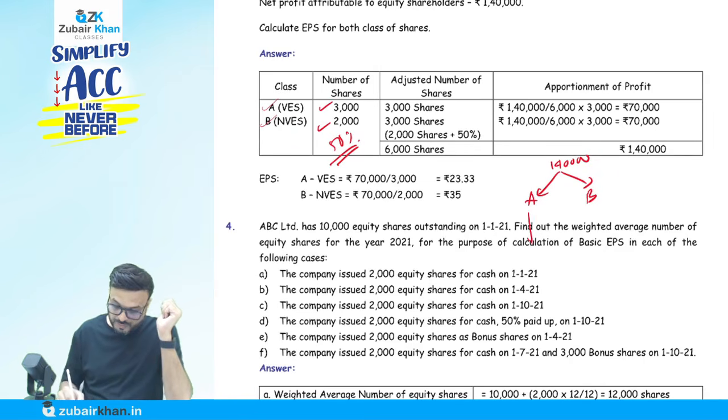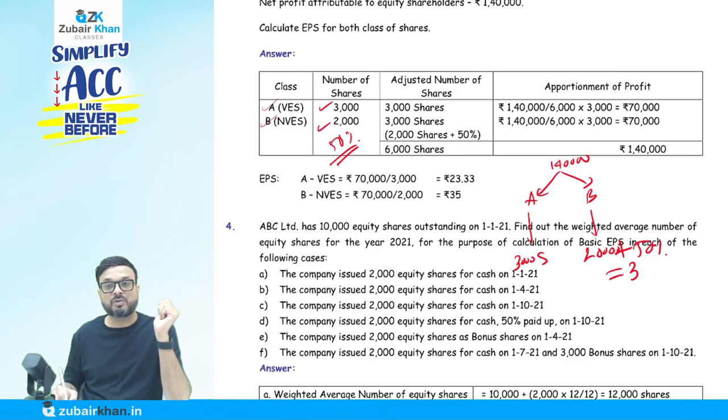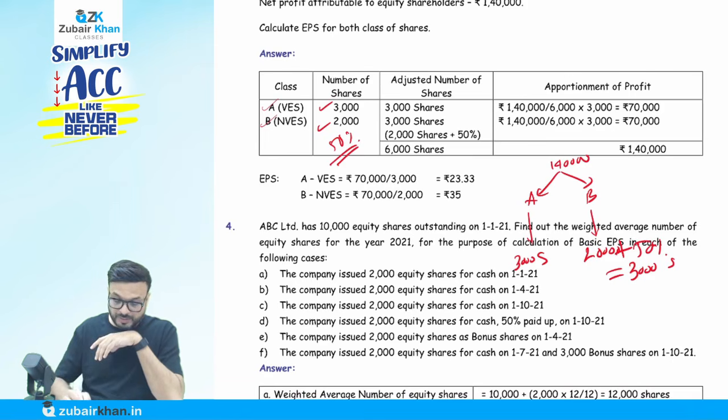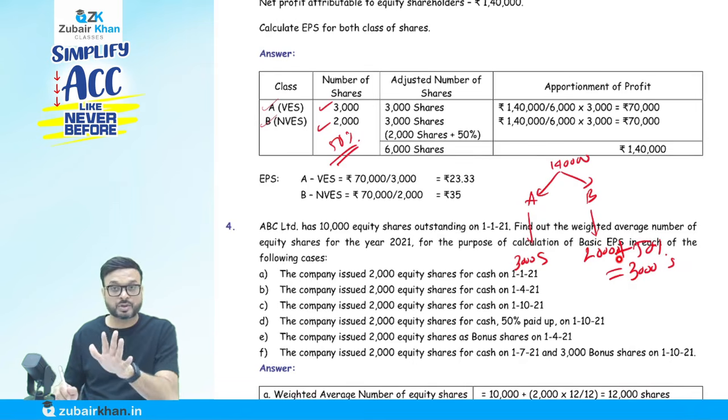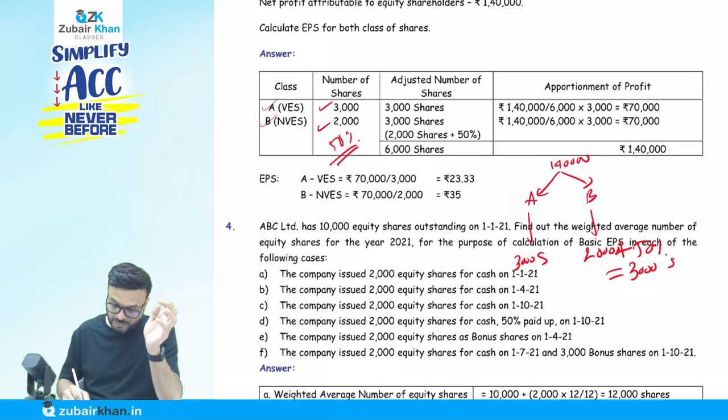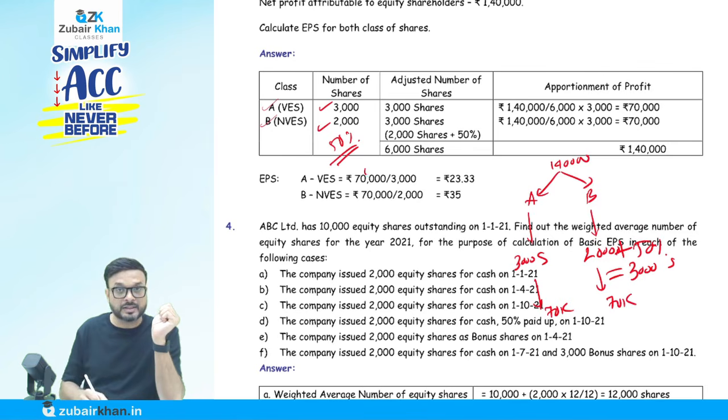A has only 3,000 shares and B has 2,000 shares, but B has more rights, plus 50% dividend we give them. So the equivalent shares of B come to 3,000 here. I'm not saying that when we calculate EPS we consider 3,000, but for the purpose of allocation of profit, we have a profit of 1,40,000, so we distribute it in the ratio of 3:3. That will come to 70,000 and 70,000.